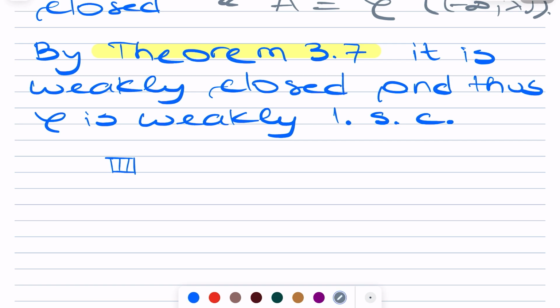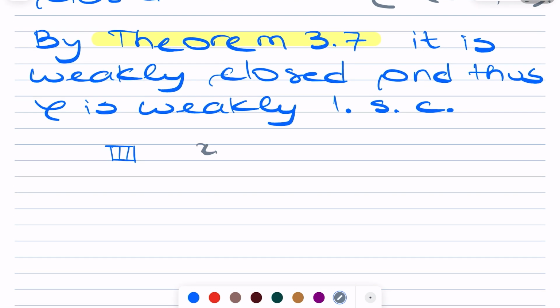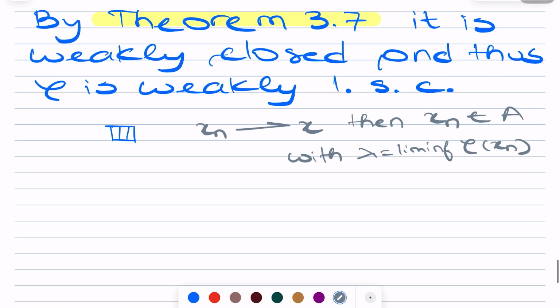Well, if you feel like it was a bit too fast, observe that if you have a sequence xn that converges weakly to, say, x, then xn is an element of A. I mean, for every n, xn is in A. It's enough for you to consider lambda to be, say, the lim inf of phi of xn. So this really implies that x is in A.